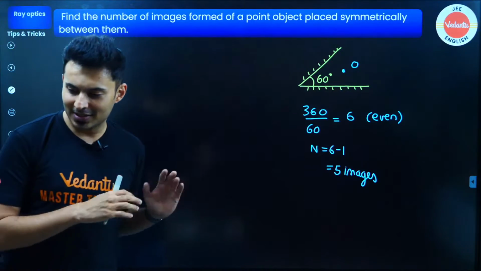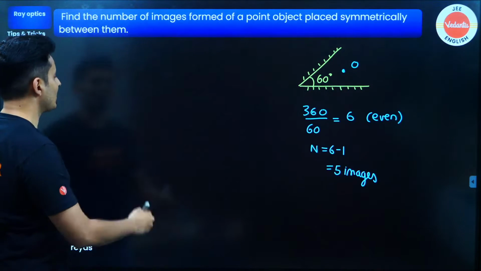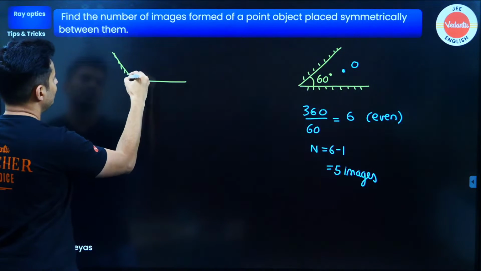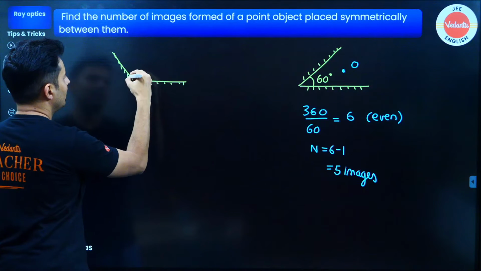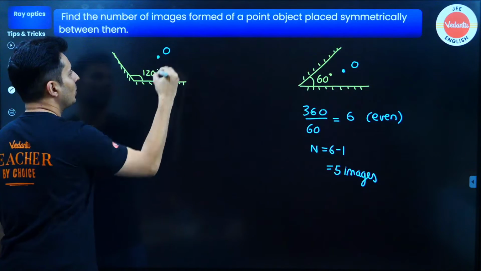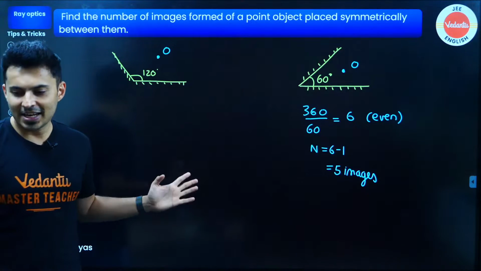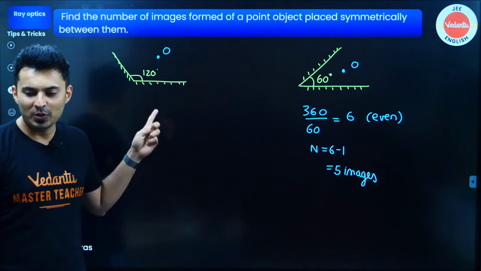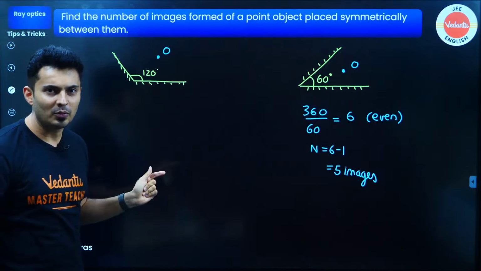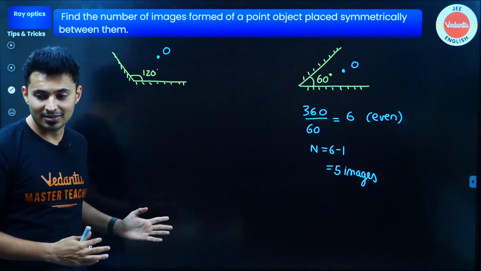Excellent, guys. So similarly, if somebody tells you that one mirror is like this, one mirror is like this, and the total angle is 120, and you place an object over here, find the number of images. Come on, just like you spammed for the last question, try it for this question as well. Quickly tell me how many images will be formed, and imagine how much time you would have saved just because you attended this class.